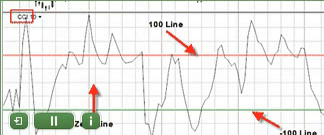Trading in the Forex market is all about obtaining and accurately processing the best information you have available to you. Technical indicators can help you do just that.